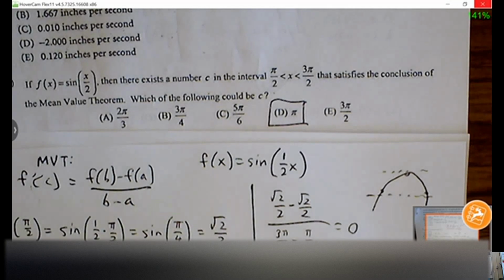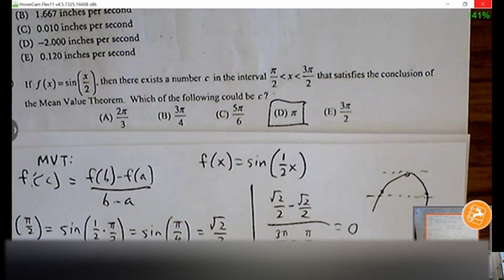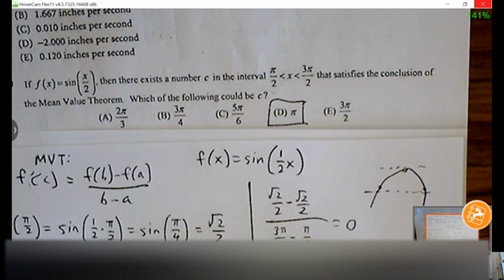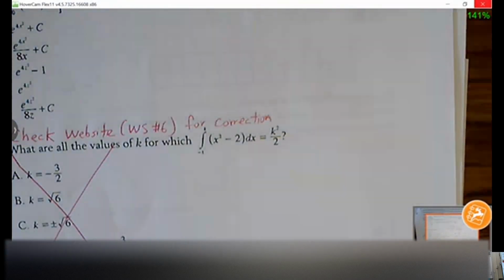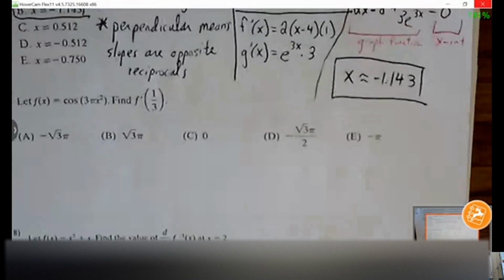Let's go to number 8. I did some derivative of inverse at a point yesterday from worksheet 4, but since we have time in class, let's just go through that. Here's number 8.